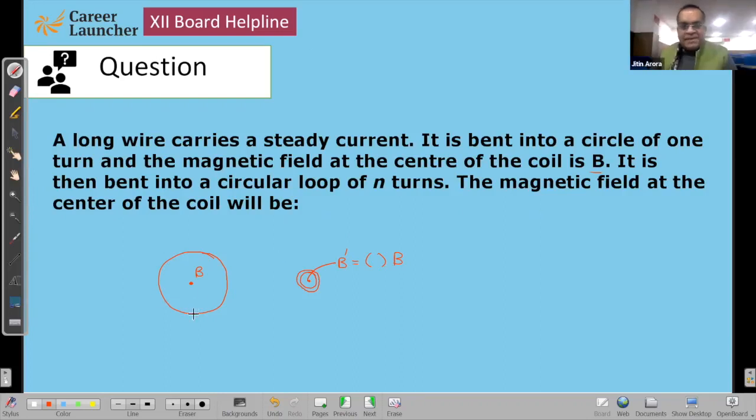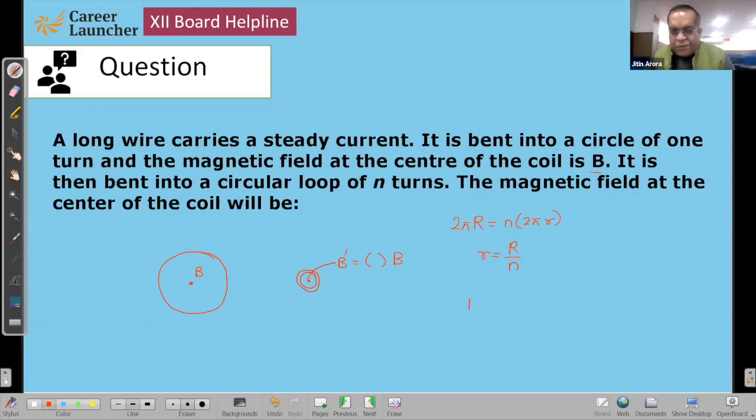सो बच्चों यहाँ पर कैसे करेंगे? सबसे पहली चीज, the length or the perimeter of the larger circle, which is 2 pi capital R, is equal to the total perimeter of the smaller circles put together. So this is equal to n times 2 pi small r. So this helps me find the value of small r in terms of capital R. So small r is equal to capital R by n. So this is how the radius would change.